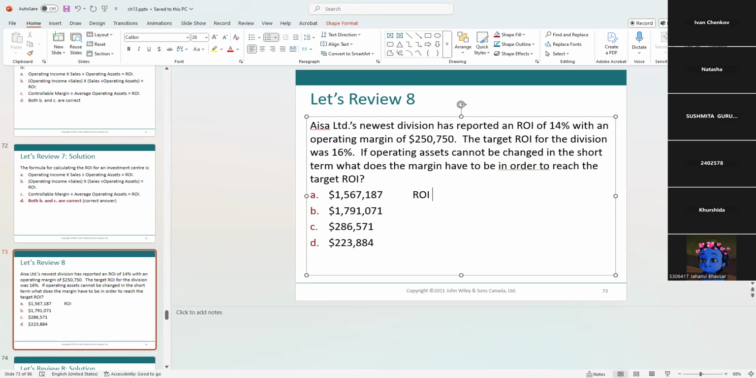Return on investment, we know we're going to get it as operating income divided by average operating assets, right? So they're saying now the return on investment is 14% with the operating margin. So operating income in this case is 250,000, 750, divided by something that we don't know.